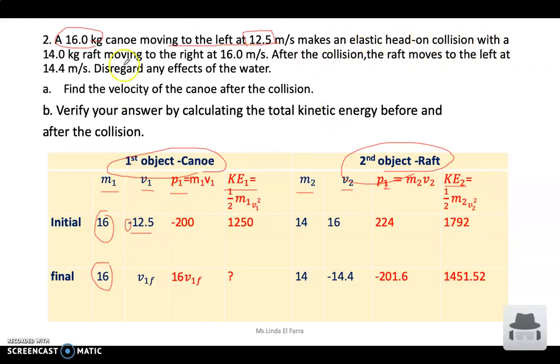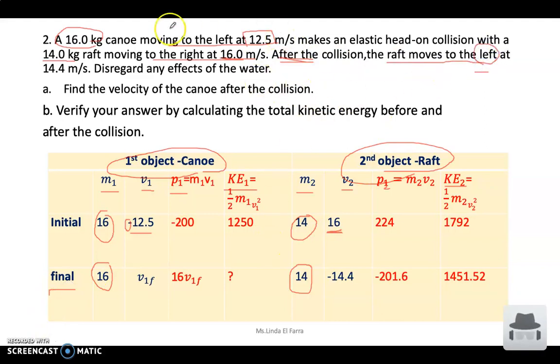12.5, makes an elastic collision with the raft. Okay, its mass is 14. This is the second object, so 14 does not change whether it's initial or final. They will have the same mass. Moving to the right with 16 meters per second, so 16 is positive. Now, after collision means the final now. The raft moves to the left. Move to the left means a negative sign.